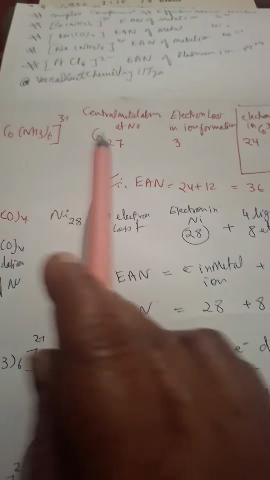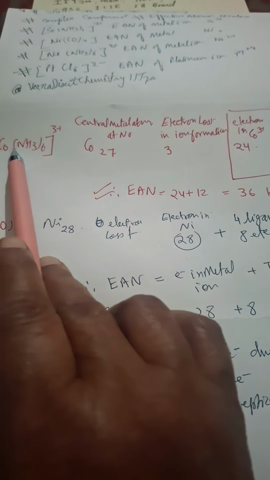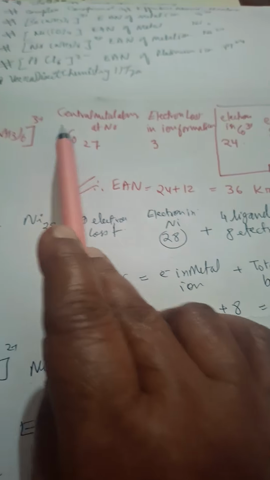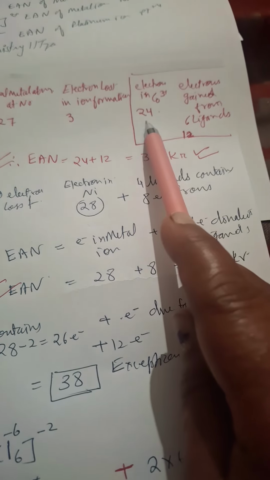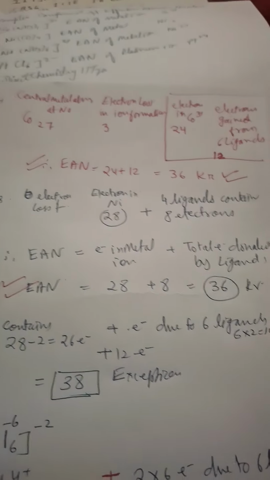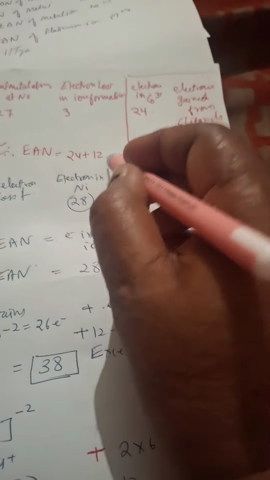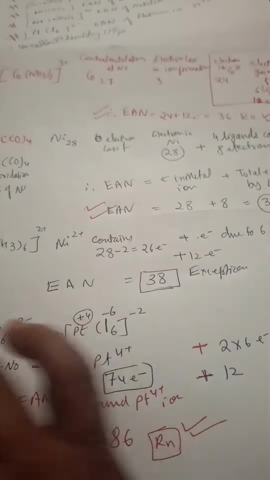Now we know the effective atomic number. The central metal ion we will see is cobalt, and how many electrons has it lost? 3, because it is in the 3 positive oxidation state. So now the remaining electrons in Co3 positive are 24. How many ligands? 6 ligands, total 12 electrons. So 24 plus 12 electrons is equal to 36 electrons. So krypton configuration, yes, it follows the EAN rule.